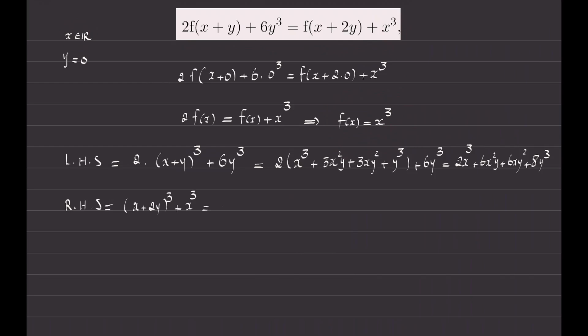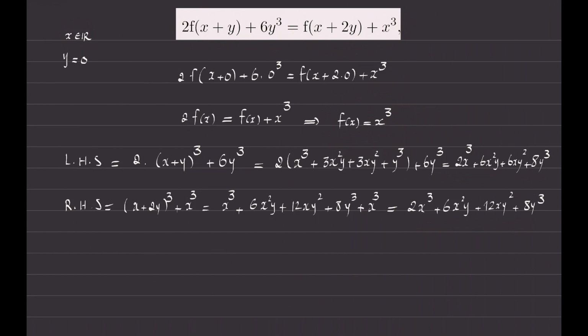I open it up, so it becomes the first one cubed, 3 times the first one squared times the second one, which will be 6x squared y. The other one will be 12xy squared, and I will have 8y cubed, and then I have x cubed at the end. If I simplify, it becomes 2x cubed, plus 6x squared y, plus 12xy squared, plus 8y cubed. And now if you compare this expression and that expression, they are not identical.